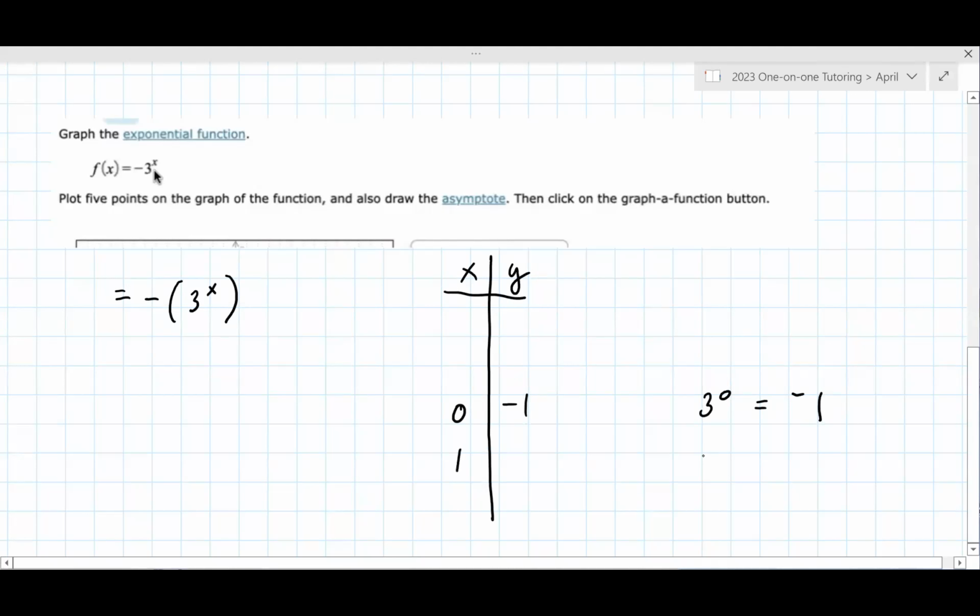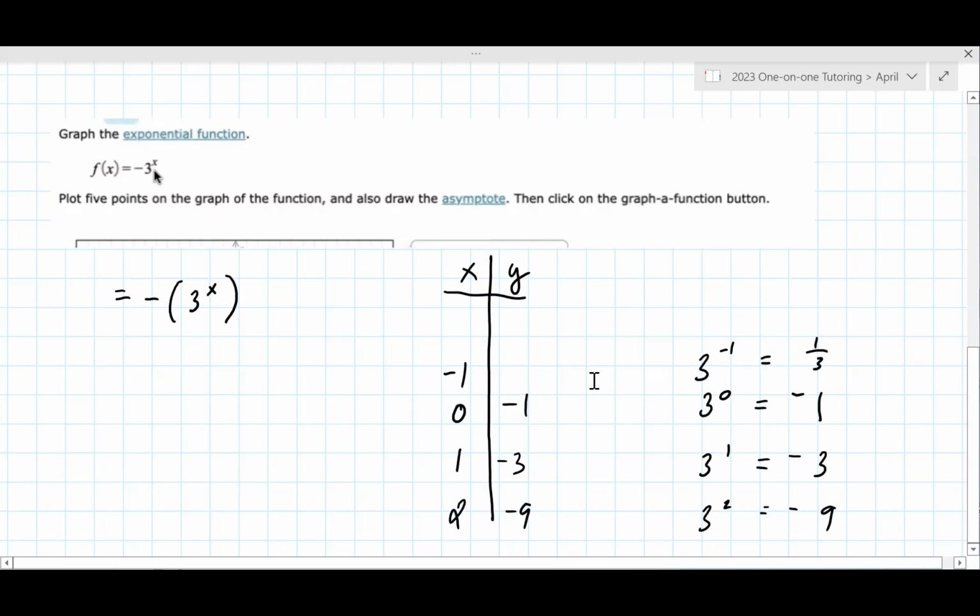With 1, it's 3 to the 1, which is 3. Then negate it: -3. 2, 3 squared, that's 9. Then negate it. Those are supposedly the easier ones. Now go to -1. 3 to the -1 is 1/3.